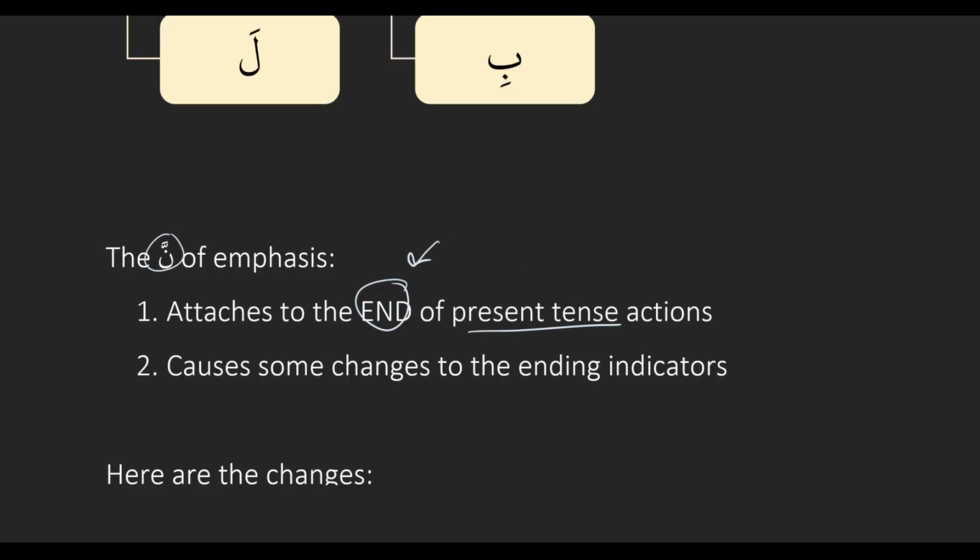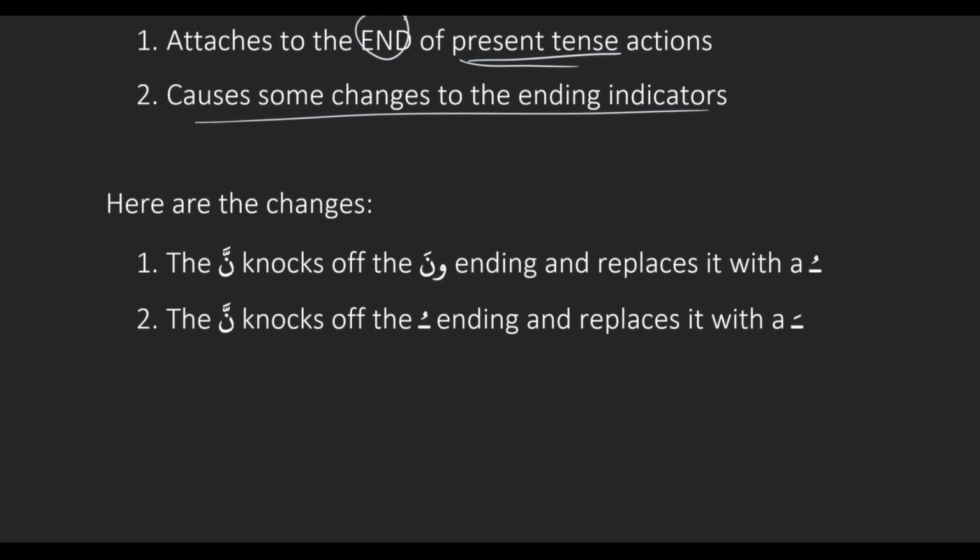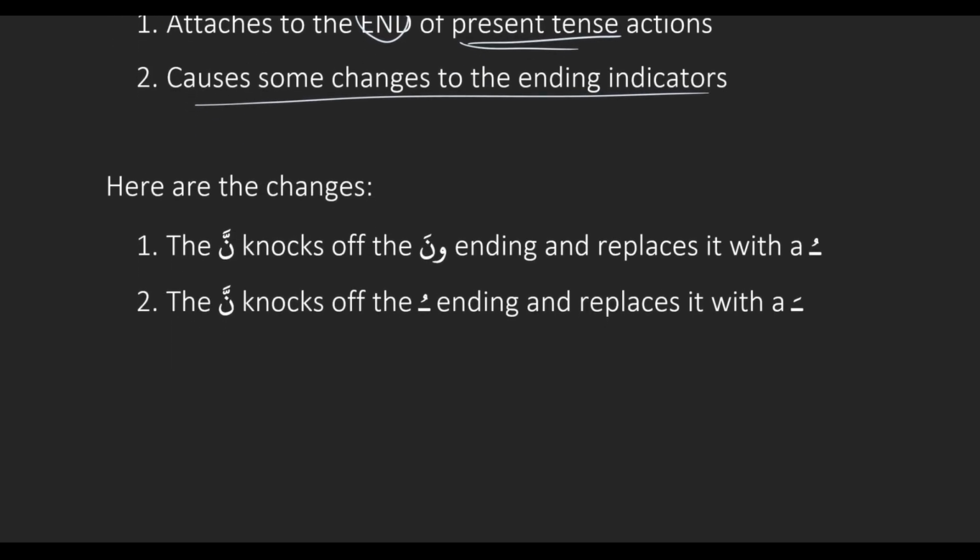Remember the la and the ba that we saw earlier, those come at the beginning of words. The noon is a bit different because it attaches to the end, and it attaches only to present tense actions. It also causes some changes to the ending indicators, which is important because the ending indicators tell us about the embedded doers. So here are the changes that happen when a noon of emphasis attaches to a present tense action.